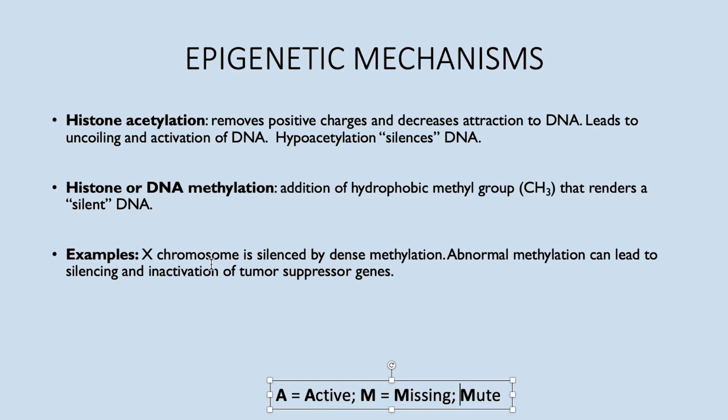And for example, the X chromosome typically is silenced by dense methylation. If there is an abnormal methylation, this can lead to silencing and inactivation of genes that we call tumor suppressor genes, that typically are stopping the cell growth and division when there is a mutation that can lead to a cancer. If we silence these tumor suppressor genes, of course, the cell is going to grow without control. And that is basically the definition of a cancer.